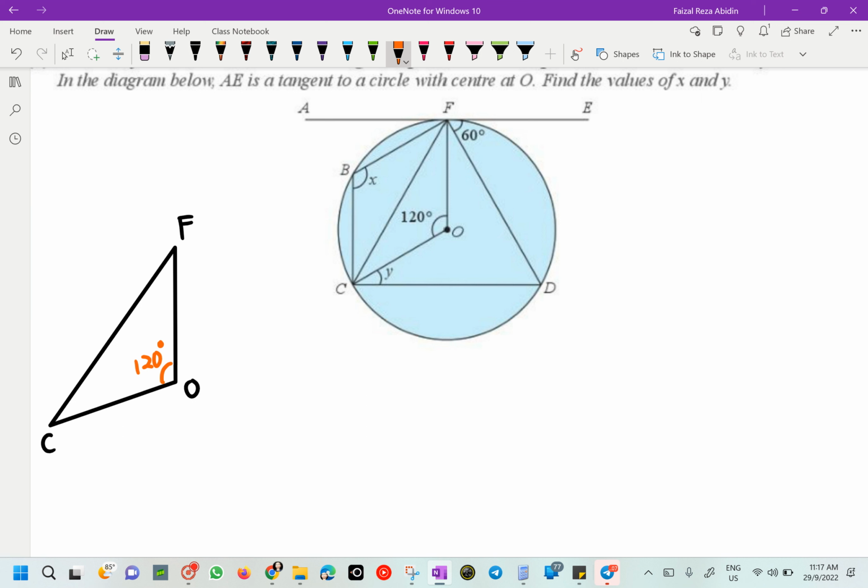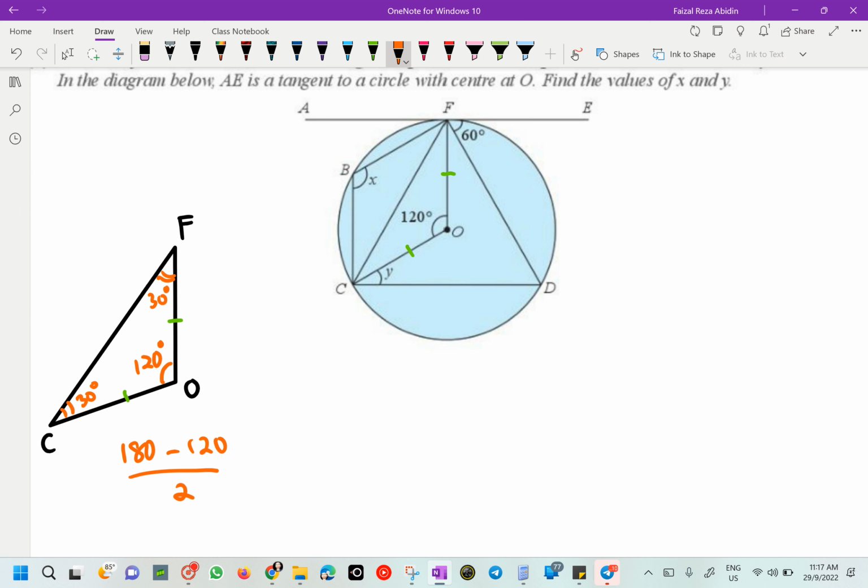How did we know that it's going to be isosceles? Because our radius here, O to F and O to C, is going to be our radius. So it means that it's going to be isosceles. That's why your friend said 180 minus 120 divided by 2. So we are going to get 30 degree here, and this one also 30 degree.